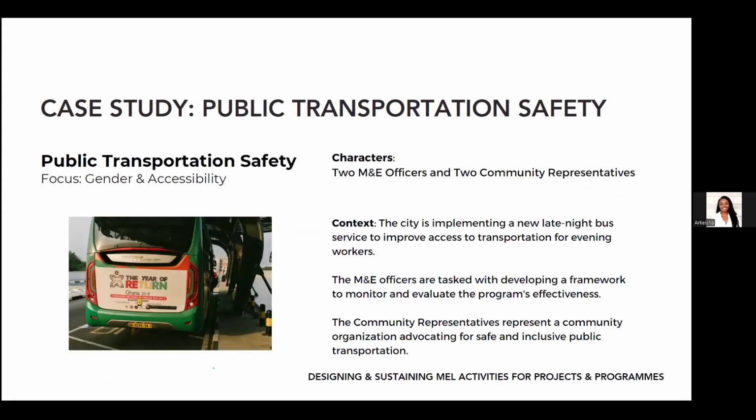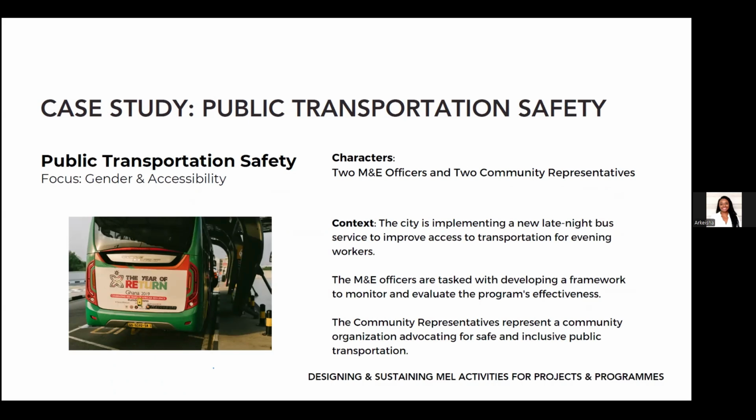Okay, so let's get into the case study. With the case study that we're doing today, we're looking at public transportation safety, with a focus on gender and accessibility. So this will be a little interactive. I'll get us started by reading off this page and the next one, and after that, I'll ask for some volunteers to take us through it.